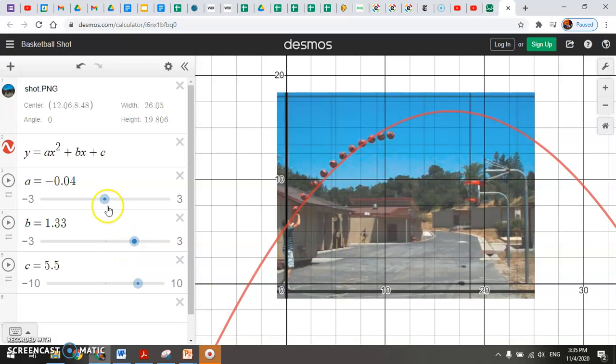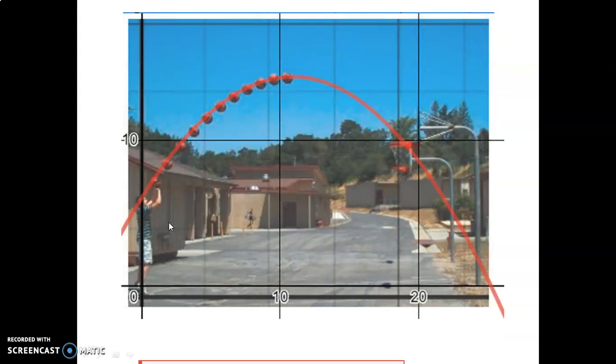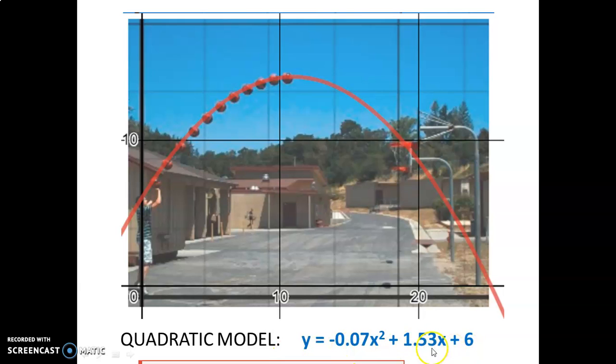Great. Let me change the A a little bit more. It's hard to get it just right. Just like it's tough to get a basketball shot to go in the hoop, isn't it? All right, there we go. Not bad, not bad. But we're starting to see what the A, B, and C do. That's our goal here in this lesson, to understand that. So there was the perfect shot. There's the parameters that give me that perfect shot right there.